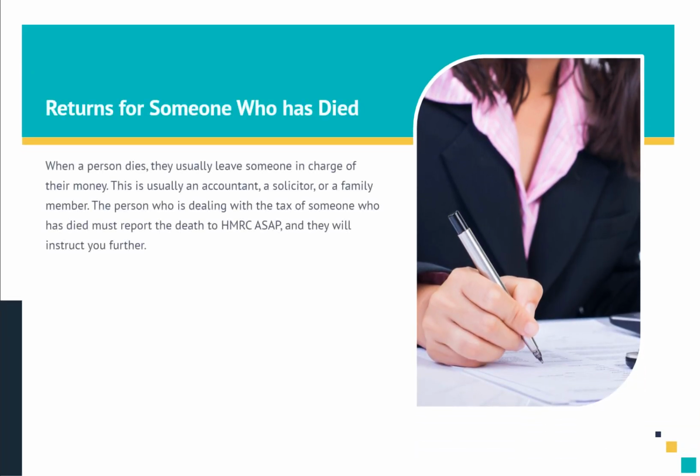Returns for someone who has died. When a person dies, they usually leave someone in charge of their money. This is usually an accountant, a solicitor, or a family member. The person who is dealing with the tax of someone who has died must report the death to HMRC as soon as possible, and they will instruct you further.